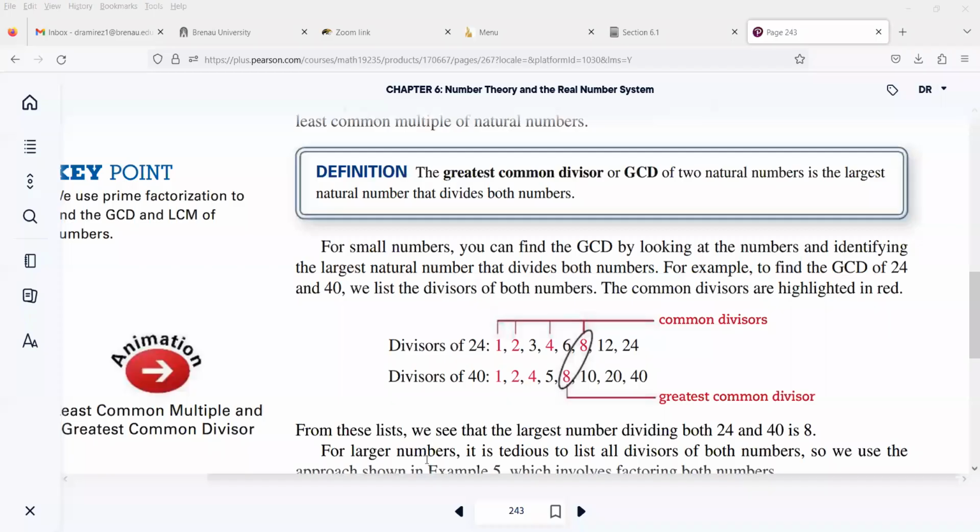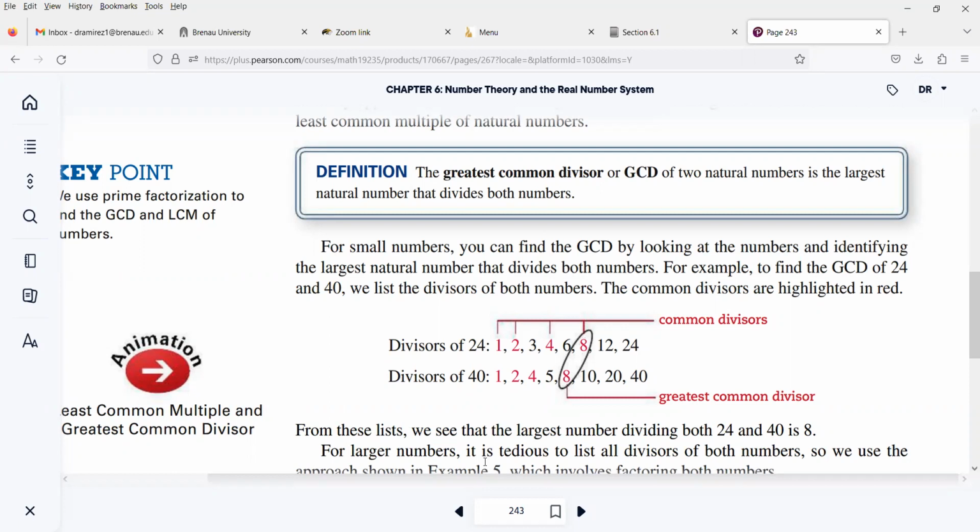Okay, so let's share the screen. For small numbers, you can find the greatest common divisor by looking at the numbers and identifying the largest natural number that divides both numbers. For example, to find the greatest common divisor of 24 and 40, we list the divisors of both numbers. The divisors of 24 are 1, 2, 3, 4, 6, 8, 12, and 24. And the divisors of 40 are 1, 2, 4, 5, 8, 10, 20, and 40. And you can see that the largest number that divides both is 8.